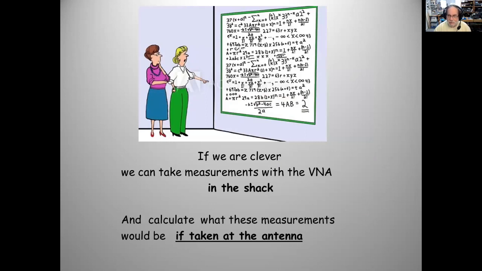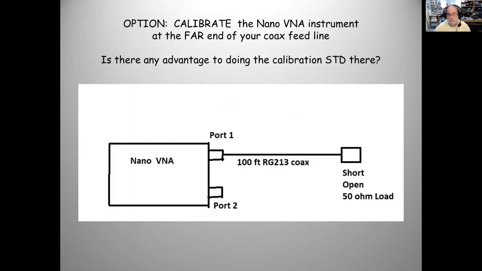What if I calibrate it such that I null out my coax? That's an interesting question. In other words, what if I calibrate it at the far end of my coax? Now, at the moment, I'm not going to climb up, take my antenna down, and put the ends on. But what if I just have an extra 100 feet of coax in my shack, which, of course, I do? What if I calibrate it at the end of 100 feet of RG213? So that's what I did.